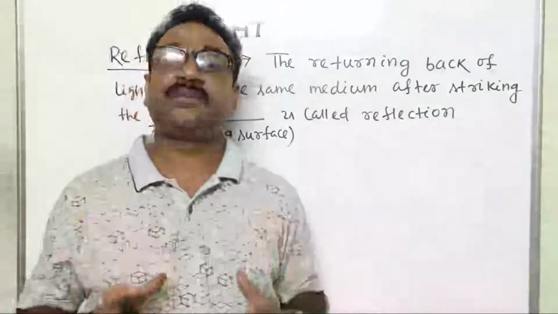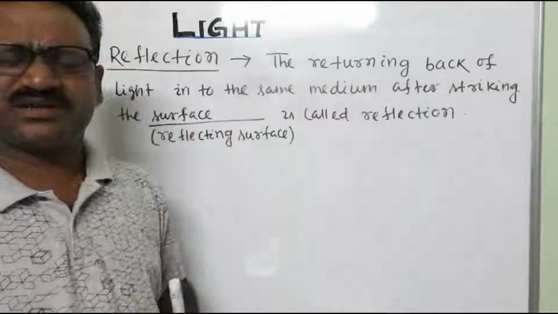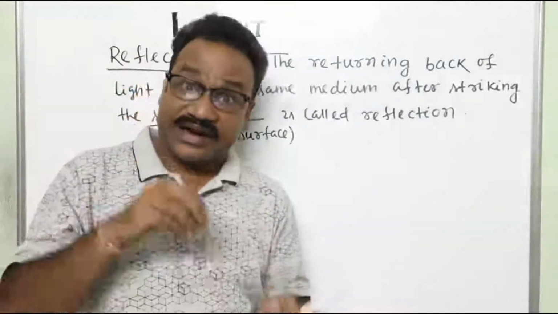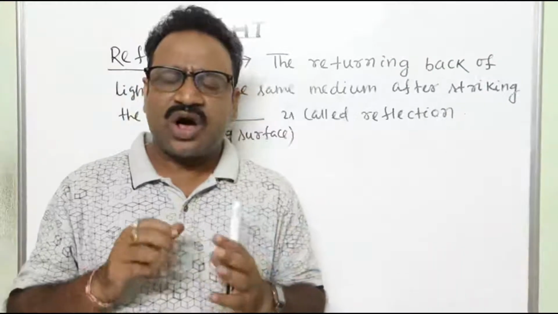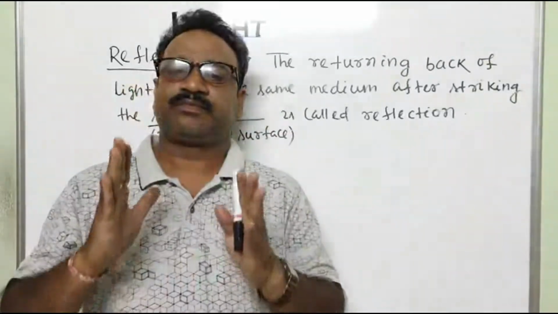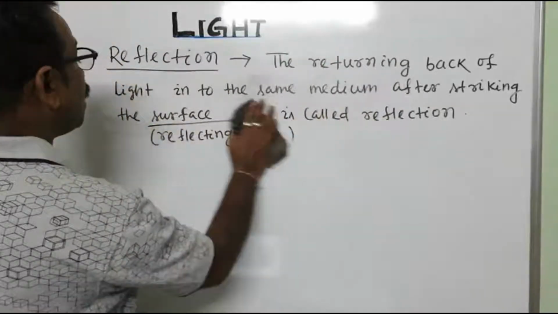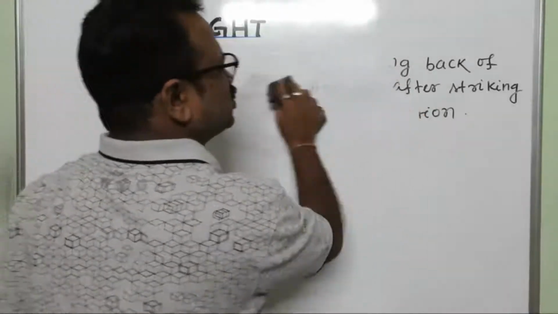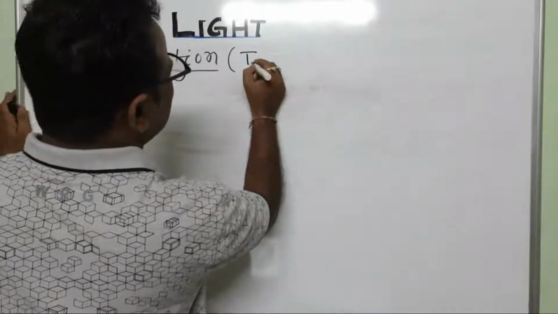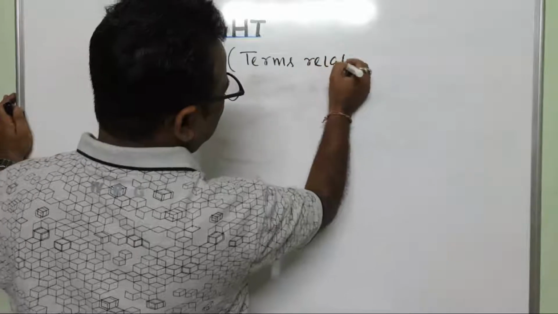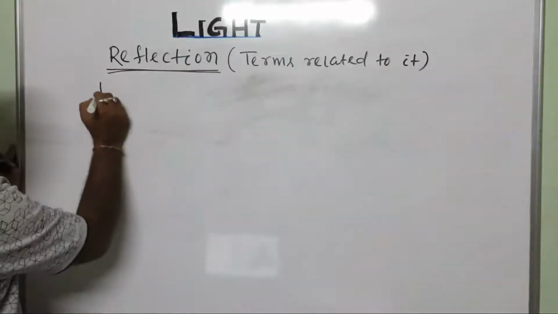In reflection, different terms are there, and you have to remember all of them when we are reading about reflection. First, when the light comes: incident ray, point of incidence, reflected ray, normal, angle of incidence, angle of reflection. Every part will be explained one by one. So now see the terms related to reflection. Okay, incident ray.